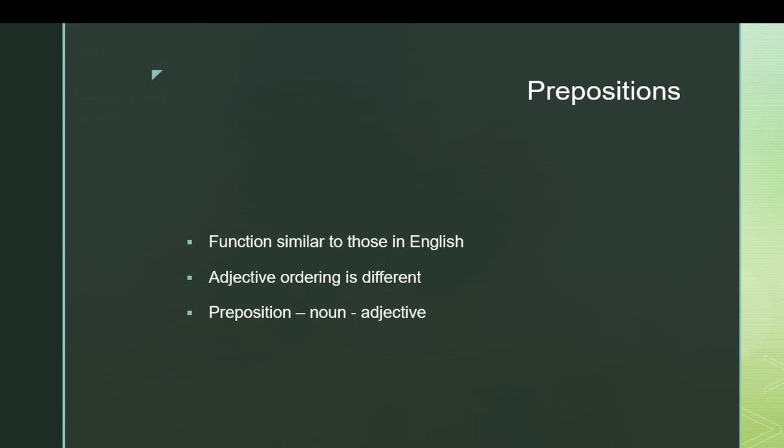Prepositions, probably the easiest part of today's video. They function basically the same as those in English. The only real difference is you've got a different adjective ordering. So instead of having a preposition followed by the adjectives that modify the object, followed by the noun, the object of the preposition, in this case the adjectives follow the noun as a standard in Egyptian. But other than that, same basic function. They form a prepositional phrase that modifies a verb or a noun or even another adjective or adverb.